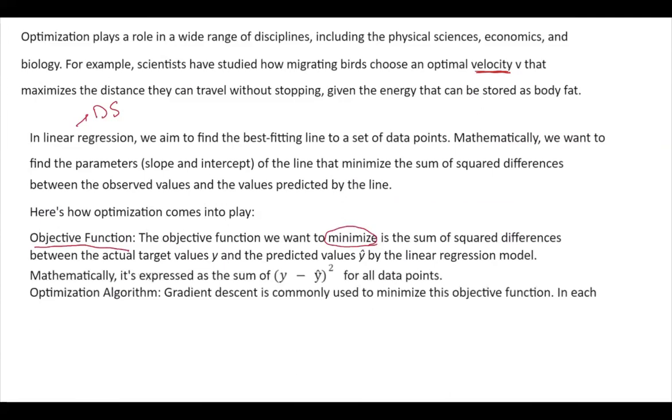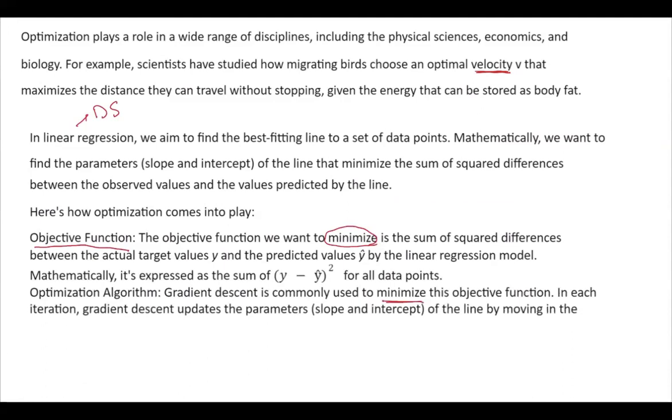One algorithm that you can use is gradient descent, which is commonly used in machine learning. It helps to minimize this objective function. In each iteration, gradient descent updates the parameters, slope and y-intercept of the line, by moving in the direction of steepest descent of the cost function.